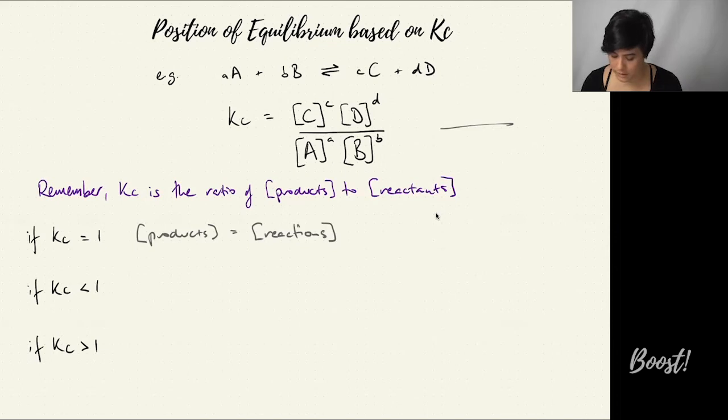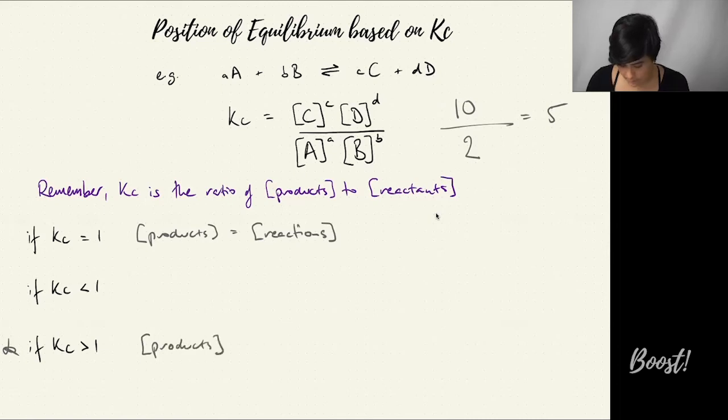However, if the concentration of products, so this side, let's say that's 10, and this is 2, then that's going to give us a value of 5. So that value is greater than 1. So looking at this bottom piece here, if Kc is greater than 1, that means the concentration of the products is greater than the concentration of the reactants. Oh, and I just realized that I spelt this wrong here. I meant to write reactants, not reactions.